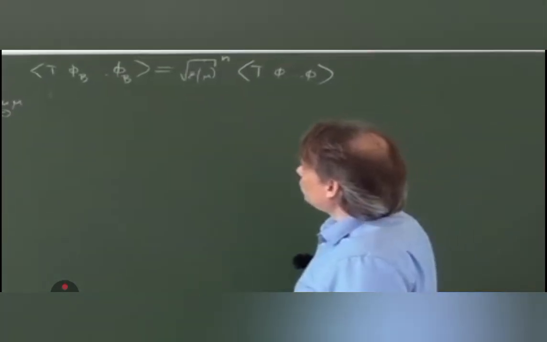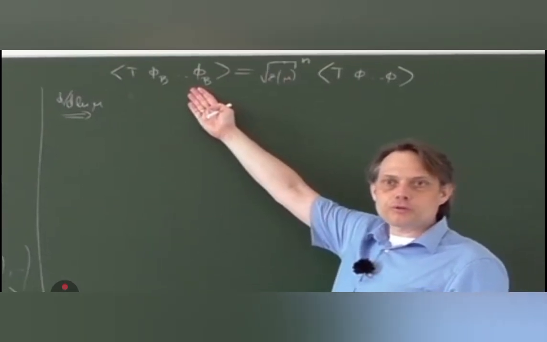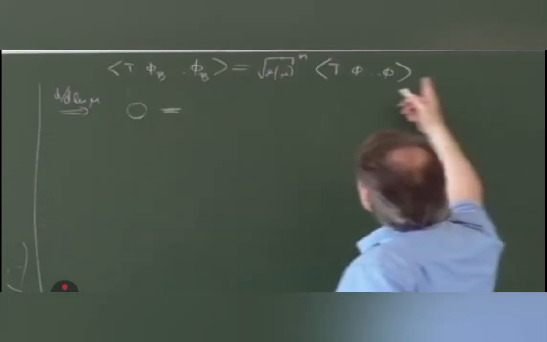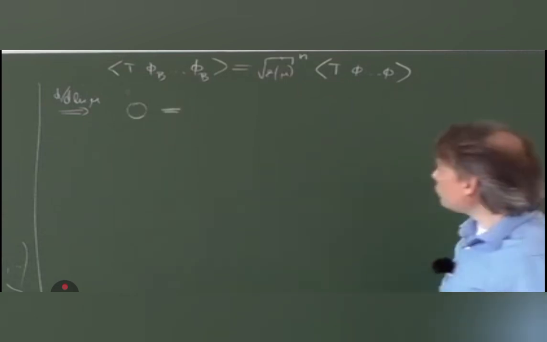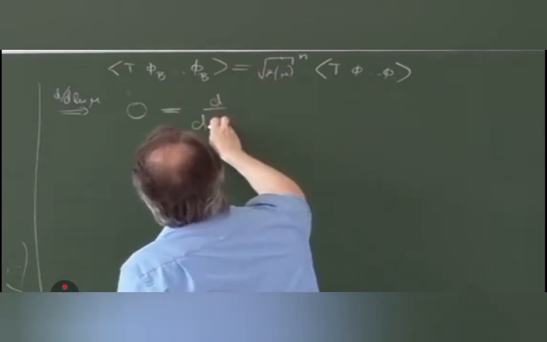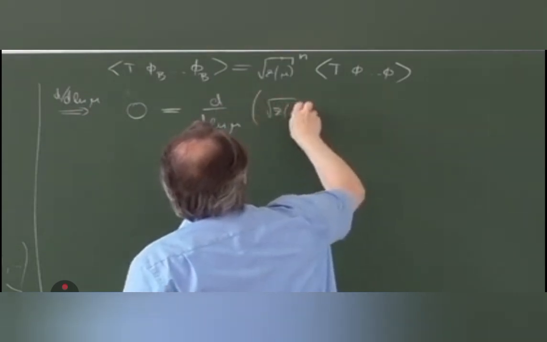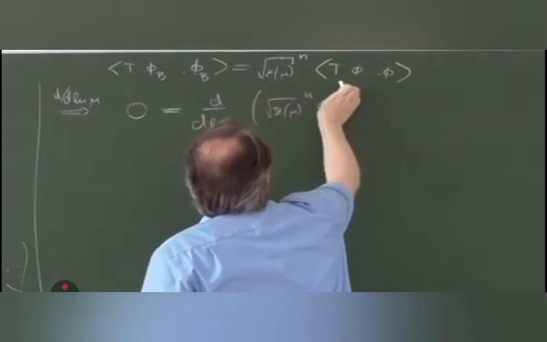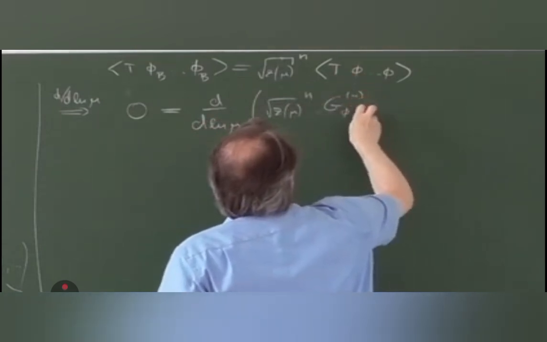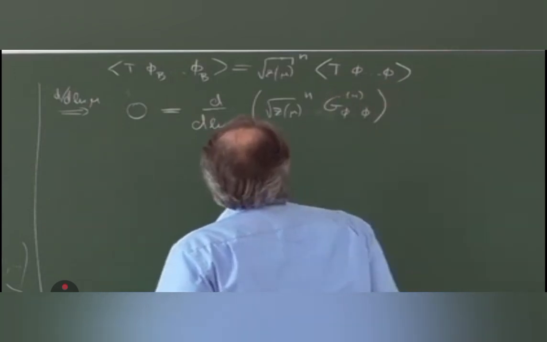So therefore the total derivative of the left-hand side of this equation is 0, and so then the total derivative on the right-hand side is also 0, but we can work it out. So this total derivative with respect to L and mu of square root of z of mu to the power n times this green function, in this maybe better, more clear notation, vanishes.